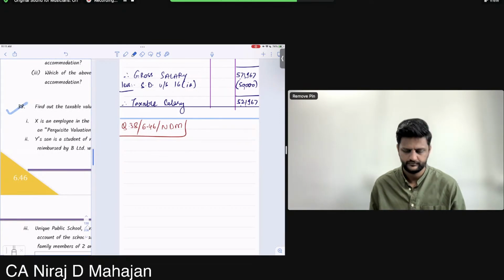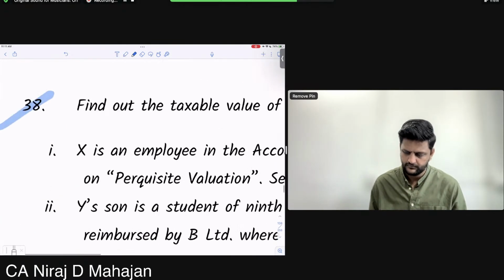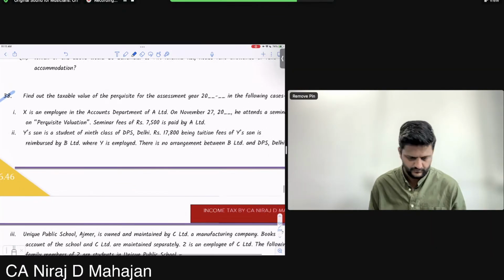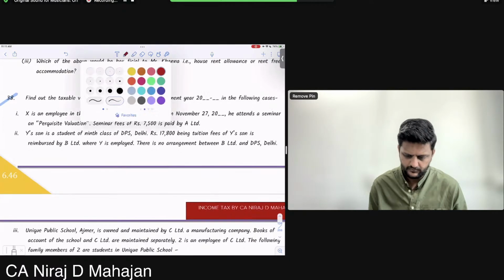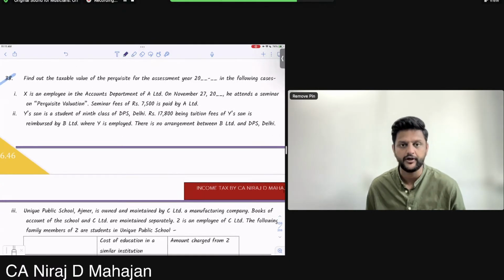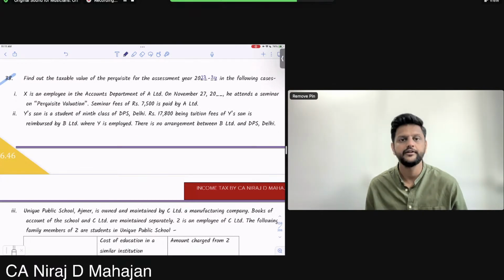Ready, all of you? Find out taxable value of perquisite for AY 23-24 in the following cases. Ready?